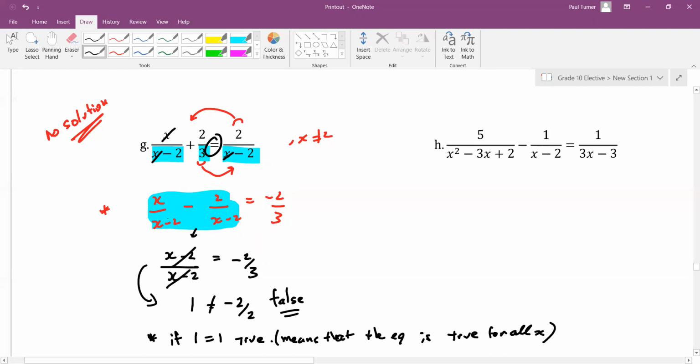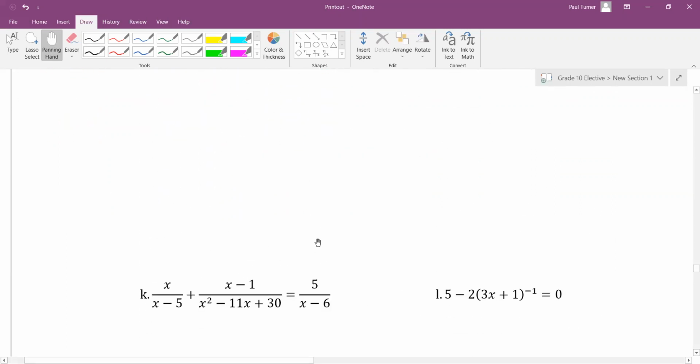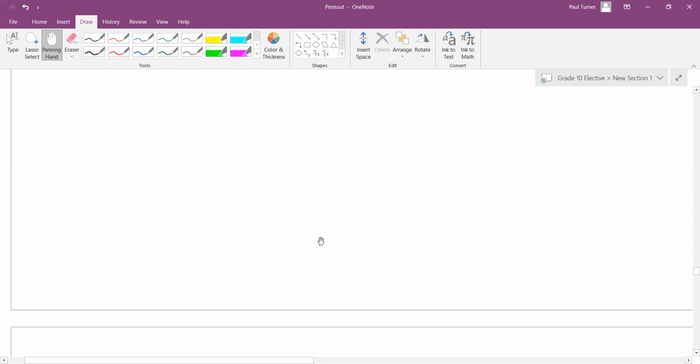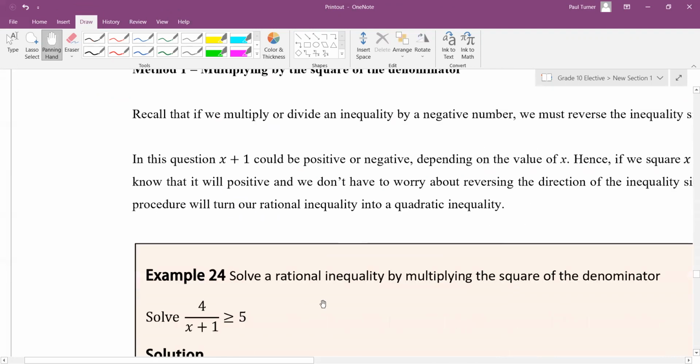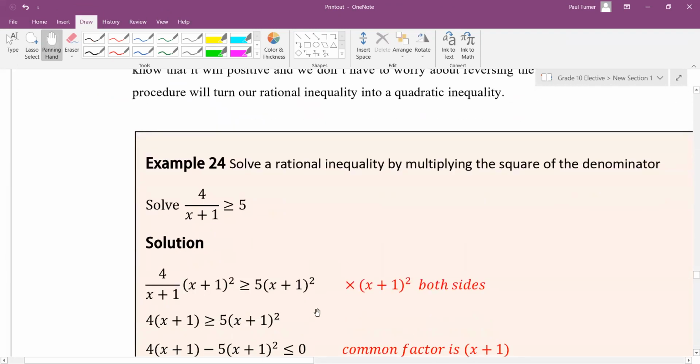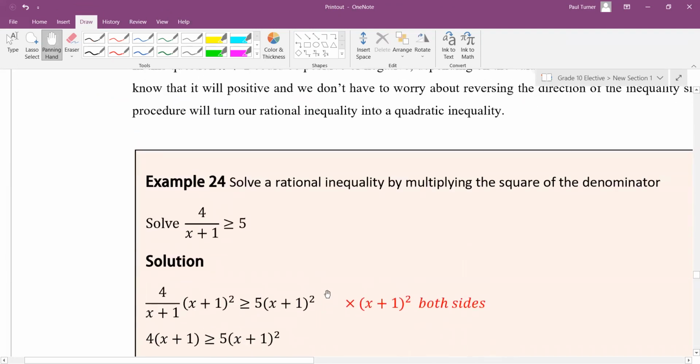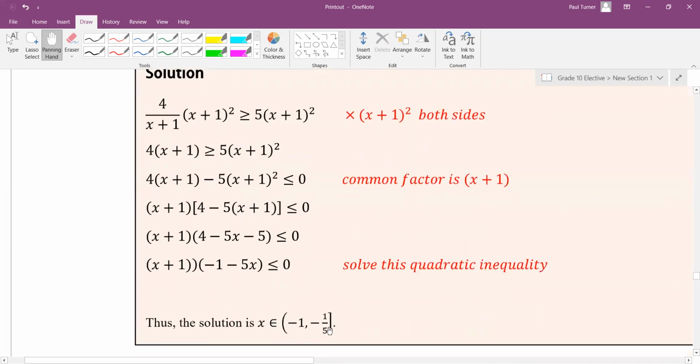Okay. Now I'm going to go down because I want to go to the next section. I think we'll come back to these later and do some more of these tomorrow, but I want to show you the inequalities. So what I'm going to do here, let's see the best way to do this.